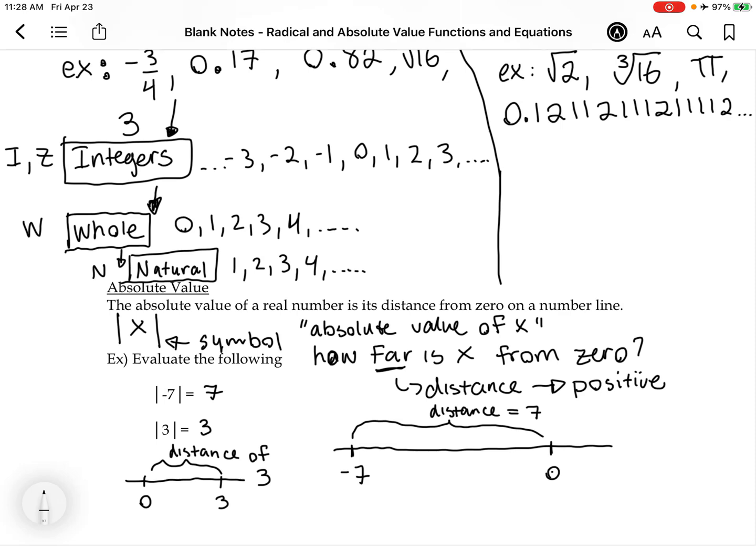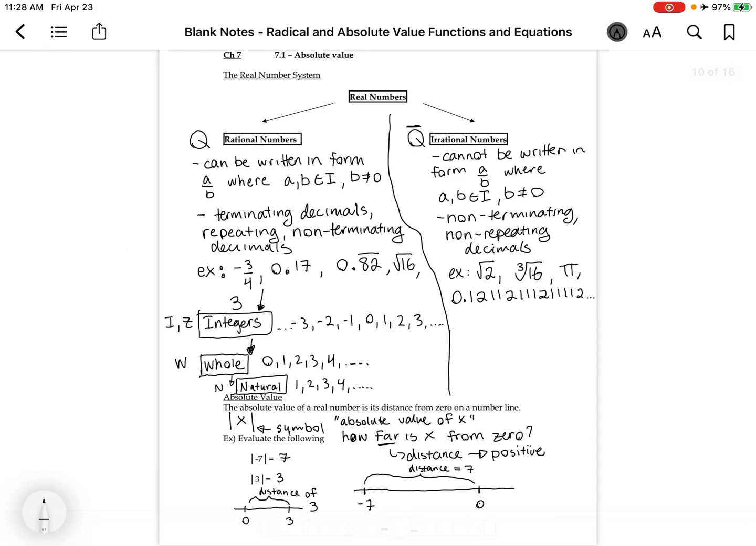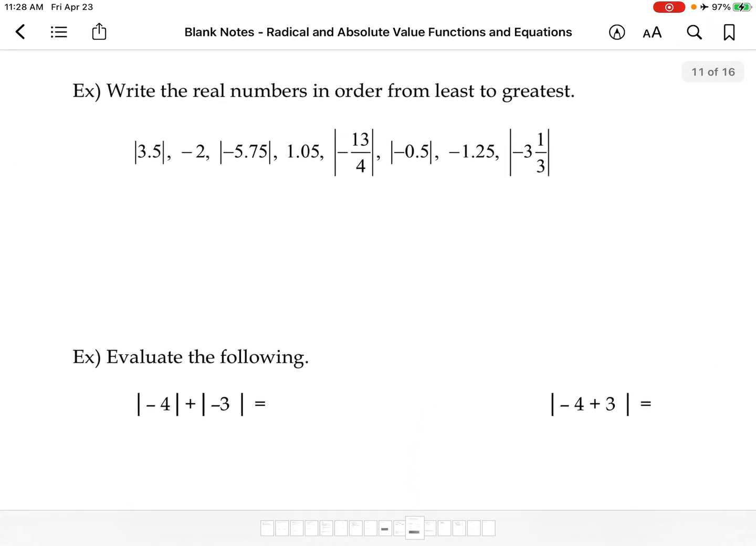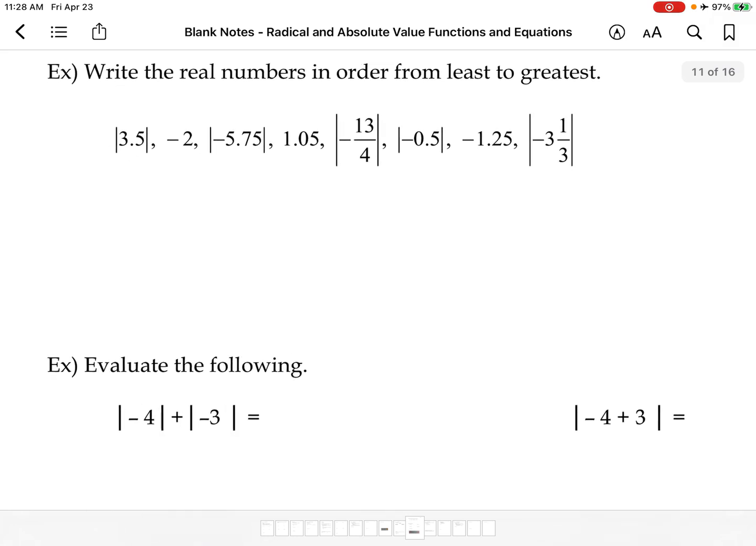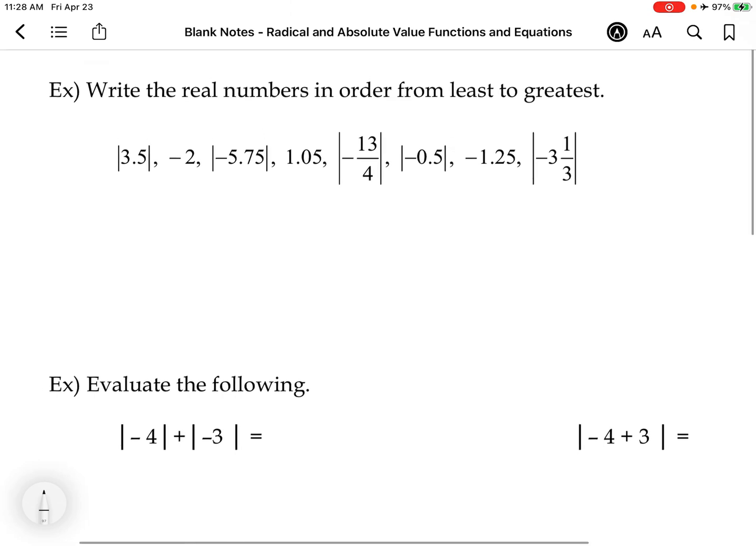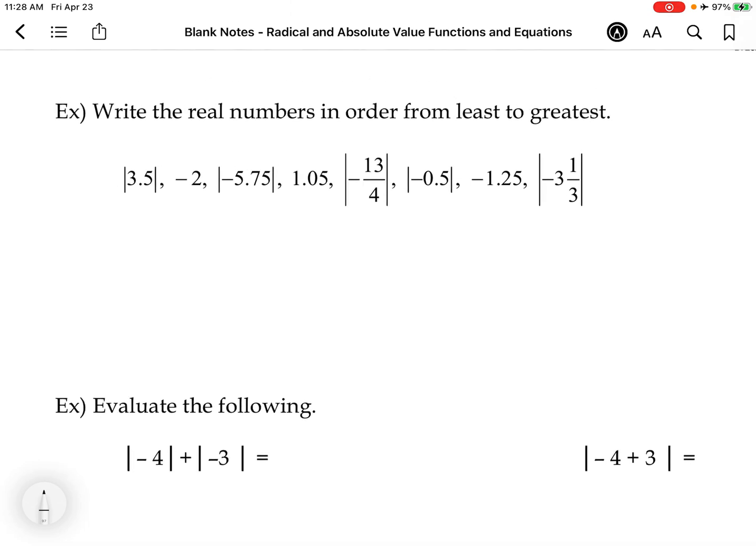Okay. All right, let's try a couple of examples. Here's the first one. Write the real numbers in order from least to greatest. Okay, so we've got all of these numbers here. We want to write them in order from least to greatest. Well, what you might want to do here, because some of these are absolute values, some of them are not, is just write the equivalence of the absolute values without the absolute value symbol. So evaluate the absolute values first.